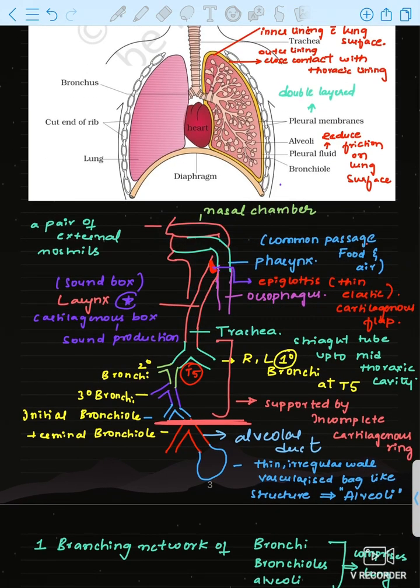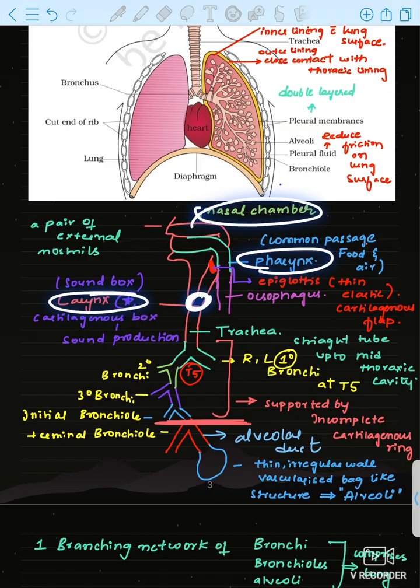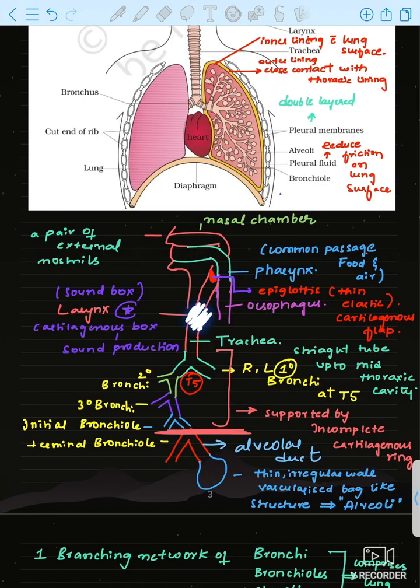Next, now we don't want to discuss the food pipe. We discussed that in digestion and absorption. This is respiration. That's why nasal chamber, pharynx and larynx. Here the larynx will be there. It is a cartilaginous box. Whenever air passes through this box, voice sound production will occur. That is why it is called the sound box.